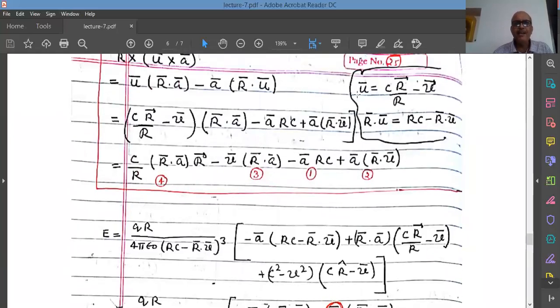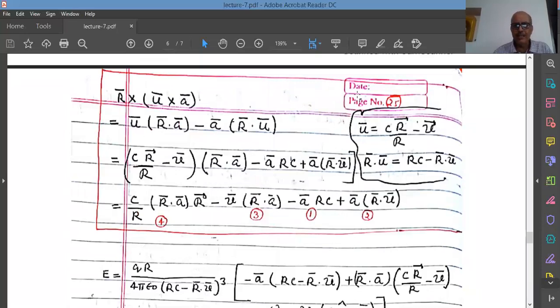I have expanded this R cross U, and the purpose of writing these numbers 1, 2, 3 and 4 was just to have a one-to-one correspondence, so that whatever we got and whatever we are writing by expanding R cross U cross A are similar, and we can verify.